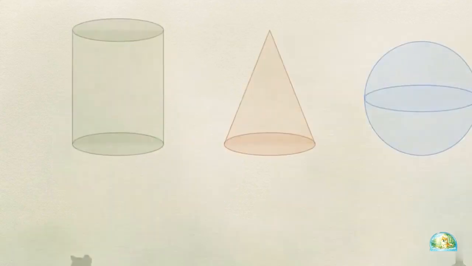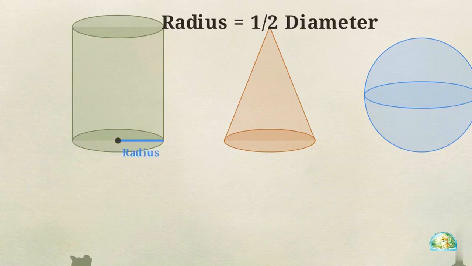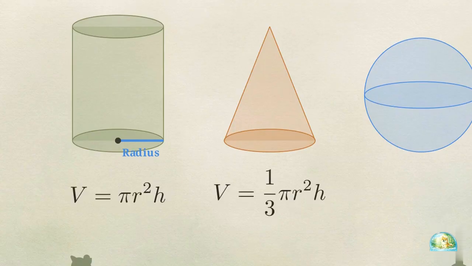With these 3 volumes mapped out above the meadow, we have to address a common trap. Often, a real-world problem will give you the full width of a shape, the diameter, instead of the radius. Before you touch any volume formula, you must do one thing: cut that diameter in half to find your radius. Once you have the radius, the formulas are clear. A cylinder is pi r squared h. A cone is exactly 1/3 of that cylinder, and a sphere is 4/3 pi r cubed.